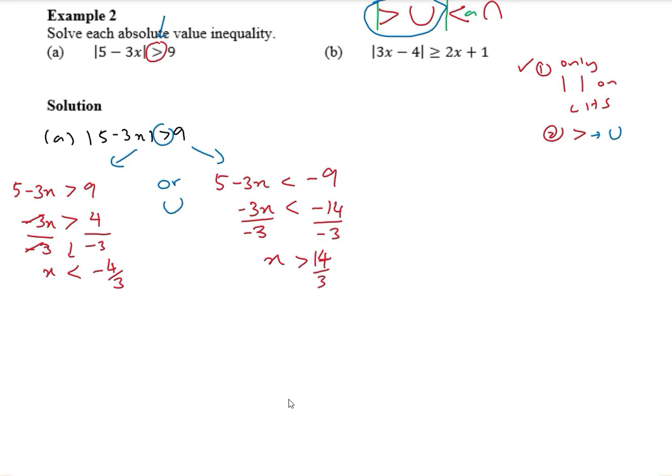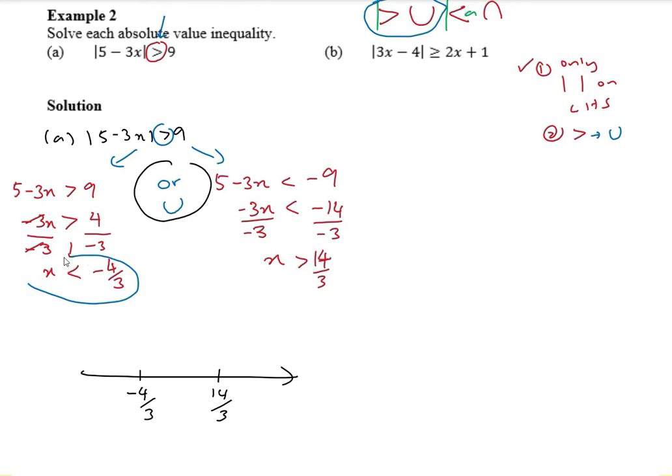Once you have obtained the answers for these two inequalities, remember to draw your number line because of the word or here. Okay, so the smallest number is the negative number, and then we write 14 over 3. So the first inequality here is x less than negative 4 over 3. So an open circle here, and less than, which means it's like an arrow to the left of negative 4 over 3, and here the arrow goes to the right of 14 over 3.